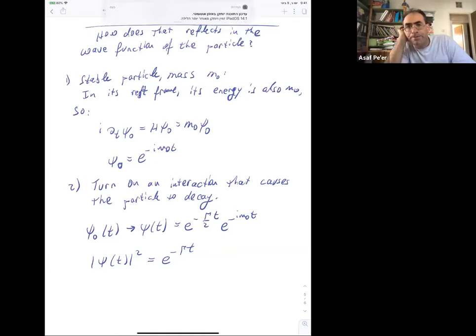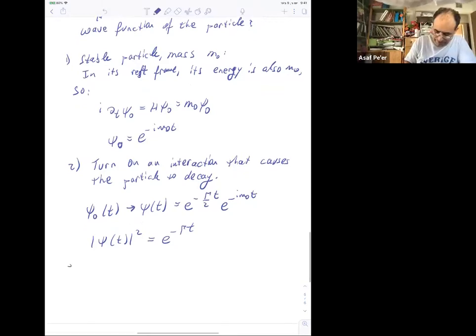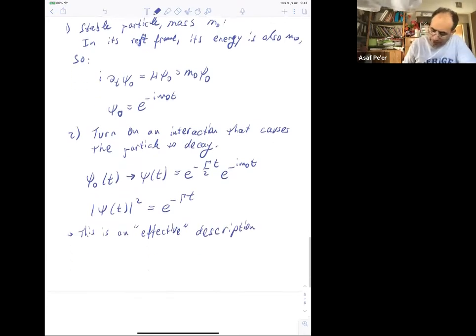Okay, you're all with me? Yeah, this is an effective description of a decaying particle.